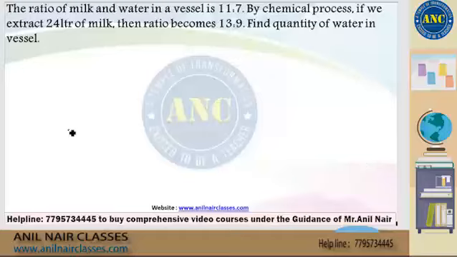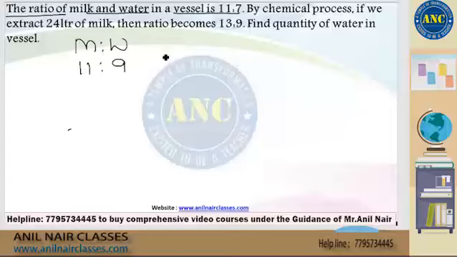Now see here. Your question is the ratio of milk and water in a vessel is 11:7. Initial ratio of milk and water is 11:7. Sorry, 11:7, right, sir? I wrote it as 9. This is the first statement. Second statement is by chemical process, if we extract 24 liters of milk, then the ratio becomes 13:9.